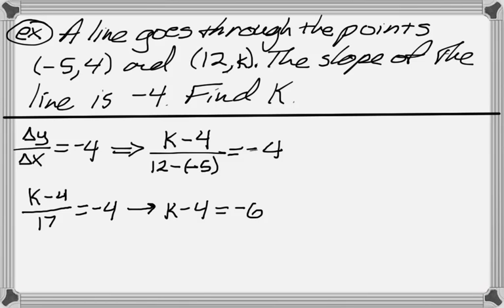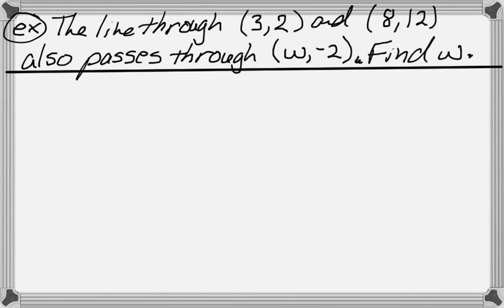I'm going to multiply both sides by 17. And then finally add 4 to both sides. And so I get k is -64. So the slope formula can be used to solve for things. Let's see what the next problem brings.